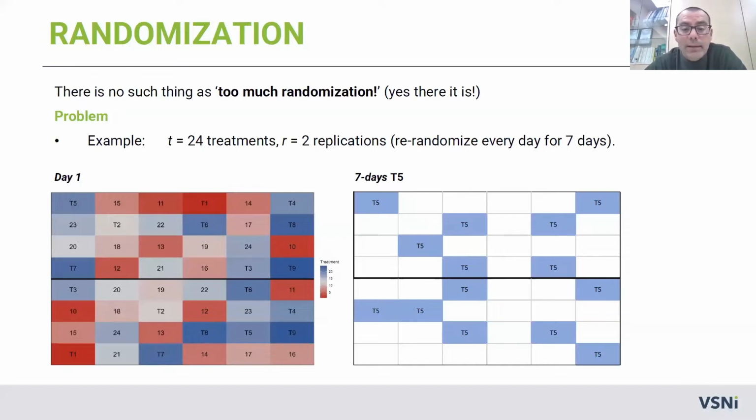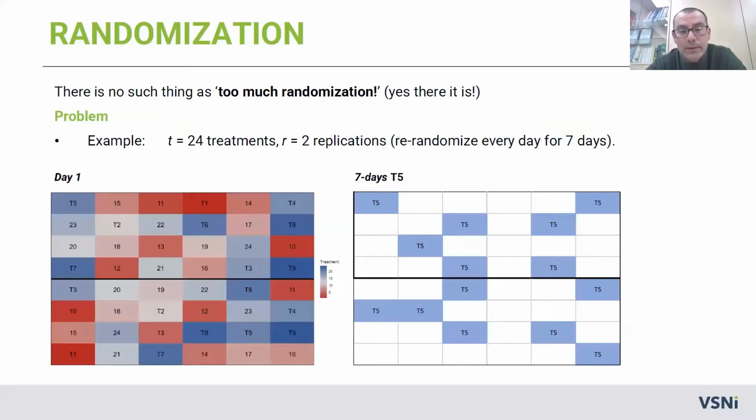That sounds like an excellent idea, because now you're allowing, for example, if there is a strong gradient on the left compared to the right, you allow treatment 5, or this specific plan of treatment 5, to be on the left and then on the right and in different places. So effectively, what you're doing is you're allowing the residual of that plant to be averaged over 7 days.